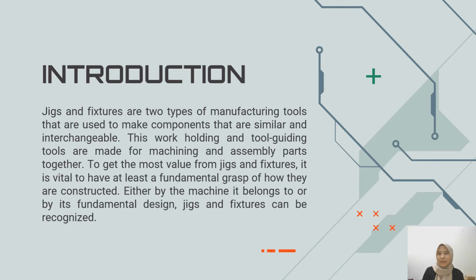Jigs and fixtures are two types of manufacturing tools used to make components that are similar and interchangeable. These work-holding and tool-guiding tools are made for machining and assembling parts together. To get the most value from jigs and fixtures, it is vital to have at least a fundamental grasp of how they are constructed, either by the machine they belong to or by their fundamental design. Jigs and fixtures can be recognized.